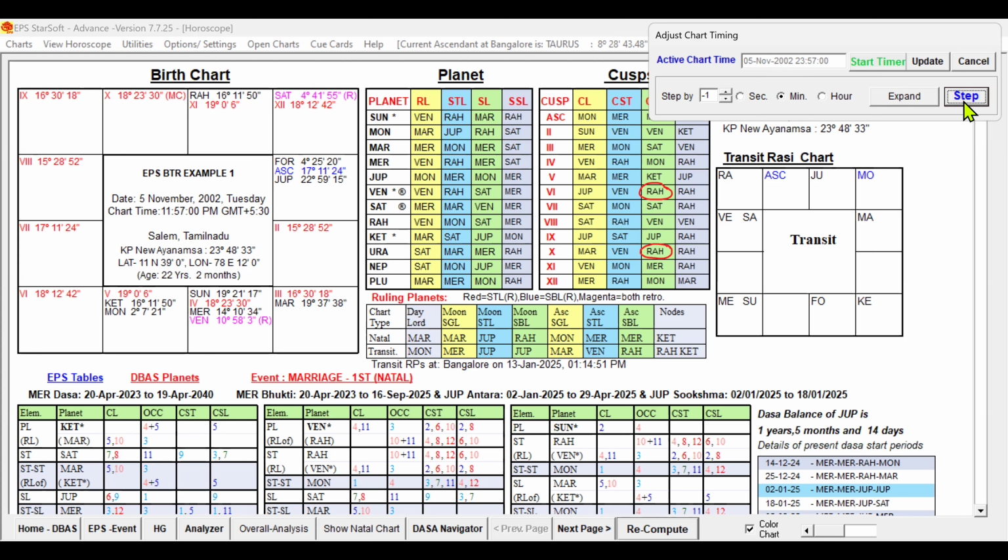Let us click 1 more minute, one step. Now it has moved to 23:56. Now the 6th sublord, instead of Rahu, has become Mars. The 10th sublord is still Rahu only, but it's in the border. By this time you can see there could be some changes in the other cuspal sublords also, which we will discuss later. The 7th sublord has no change; Saturn is the 7th sublord.